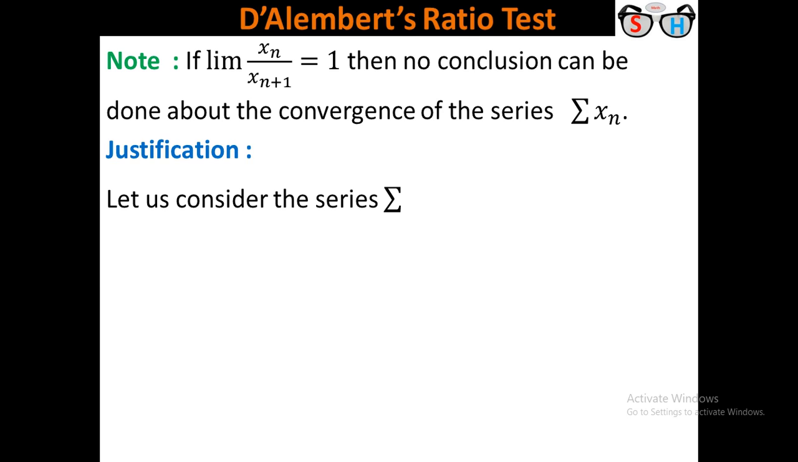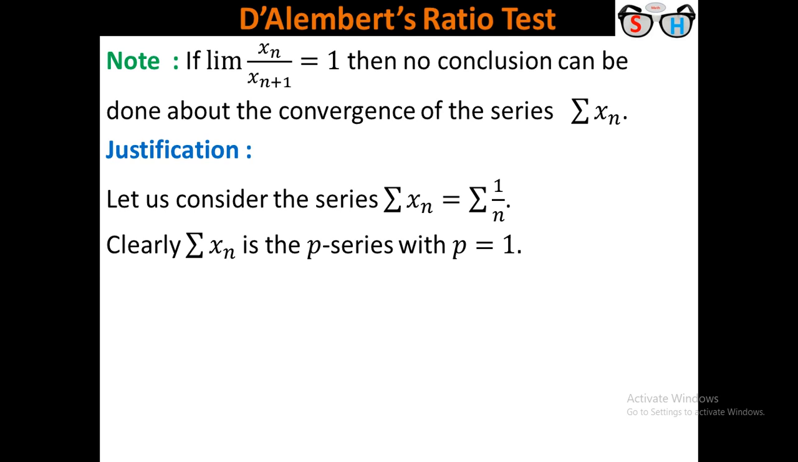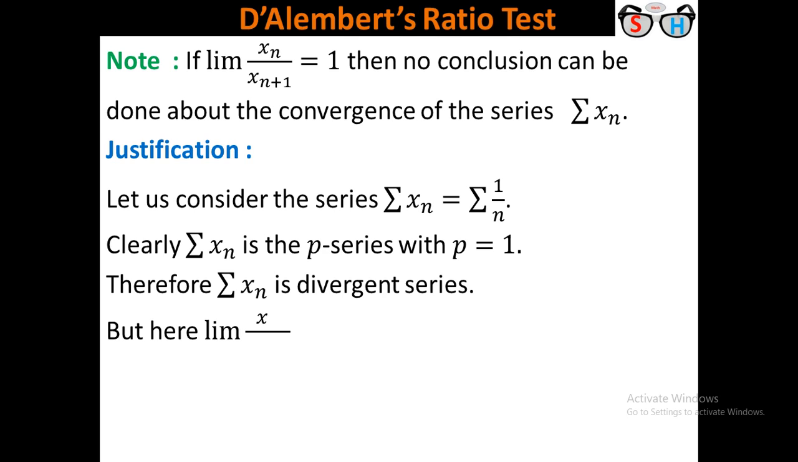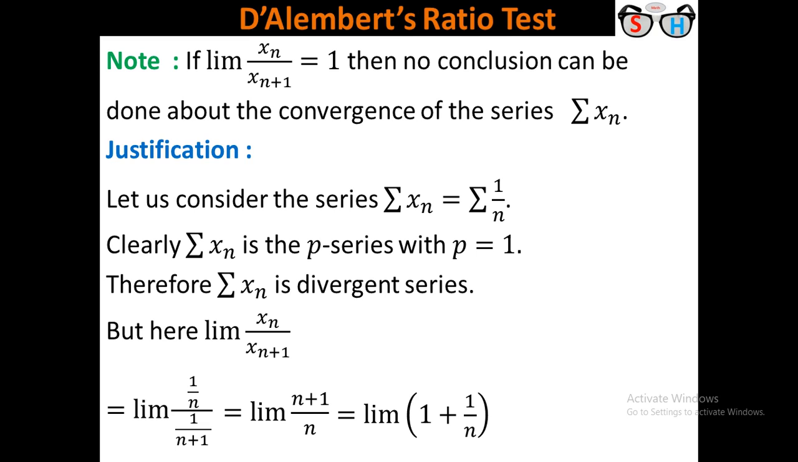Let us consider the series summation xn equal to summation 1 upon n. Clearly, it is a divergent series because it is a p series with p equal to 1. As a result, summation 1 by n, that is summation xn, is a divergent series. But if you calculate the limit of xn upon xn plus 1, this is equal to 1 upon n divided by 1 upon n plus 1. As a result, limit of n plus 1 by n, which is the limit of 1 plus 1 upon n, which is 1. So here we see that the series is divergent but the limit of xn upon xn plus 1 is 1. Now I give another example.